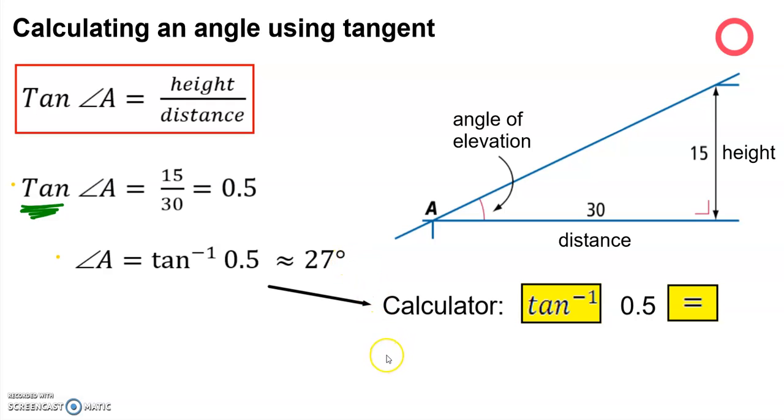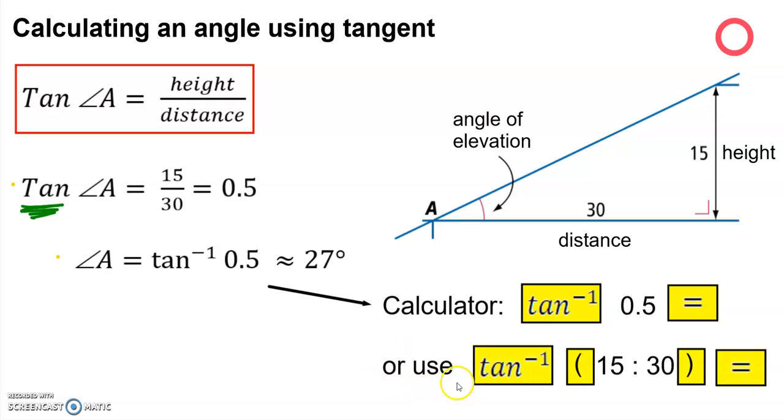You can also do it like this, because in this example, this fraction is exactly 0.5. But maybe in some of the other exercises, the solution of the fraction won't be an exact answer. We're not allowed to round. So you can also use, again, tangent to the power of -1, and then, between brackets, you use your fraction, 15 divided by 30. Then you know you're never rounding in between, only at the end.